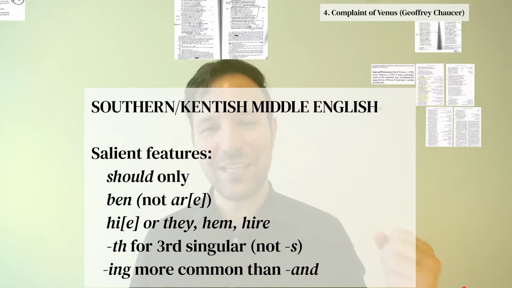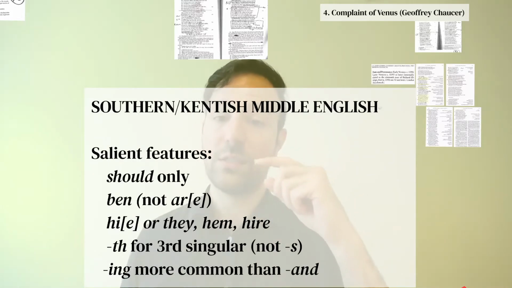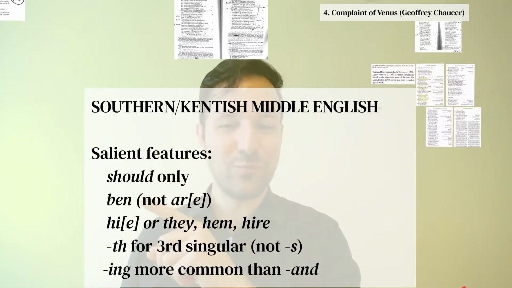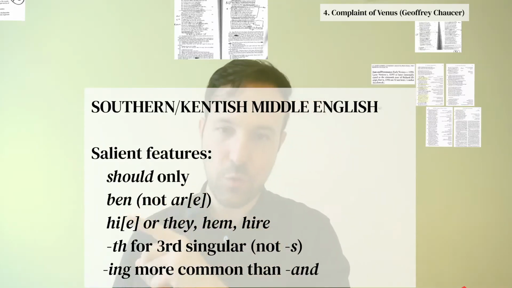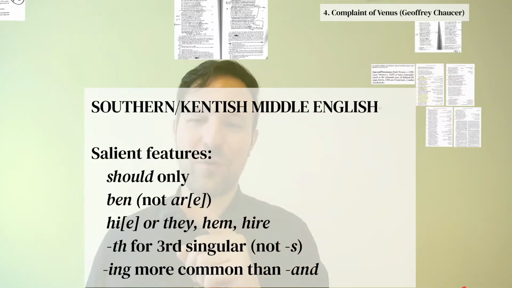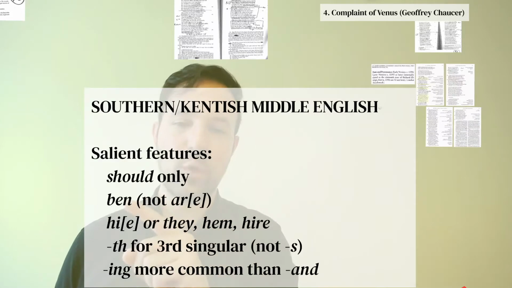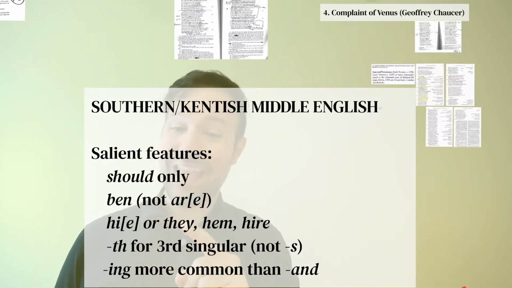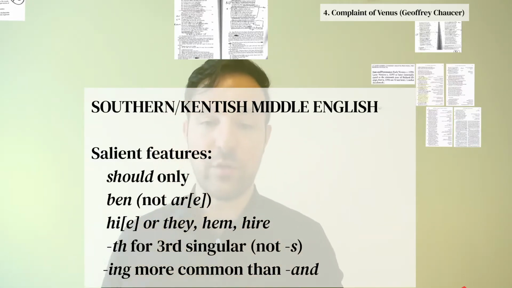Salient features in Southern Kentish Middle English: we see only should, not shall or sud. We see pretty restrictively only ben instead of are. That's the opposite of the North, understandably. So we very rarely get the third person plural verb to be of are. It's more frequently ben. We get they, but we also get hie, right, hanging on from Old English, the hie forms, as well as hem and hira.